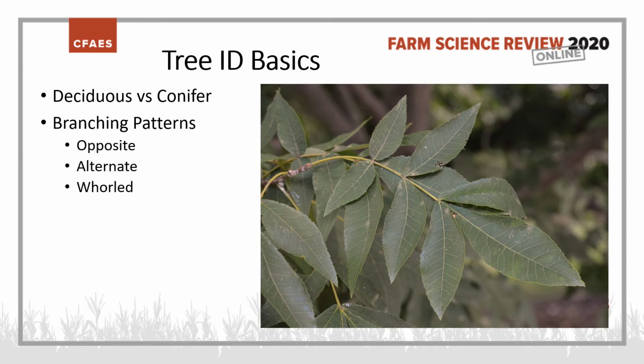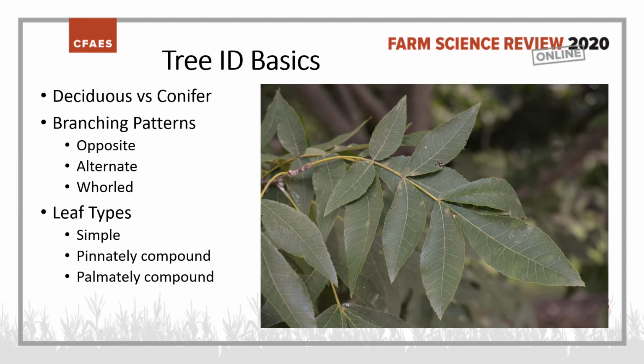And I'll show you some examples of those. We're going to look at leaf types, which include simple, pinnately compound, palmately compound, and bipinnately compound. And we'll explain all of those with some images as we work through the presentation today. And last but not least, we'll pull in some other key characteristics. For some tree species, there are just some characteristics, it may be bark, it may be flowers, that once you see it, you're going to remember it. And it's one of those key characteristics that you can associate with a certain species.